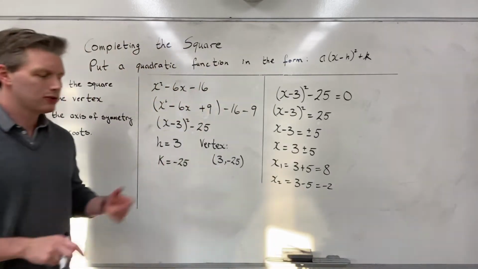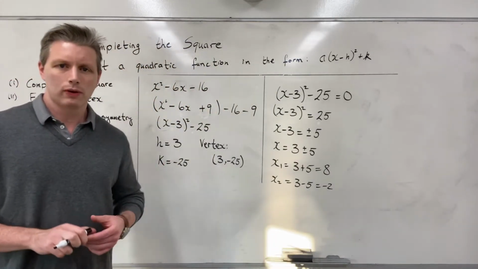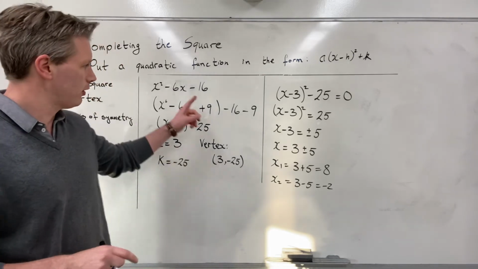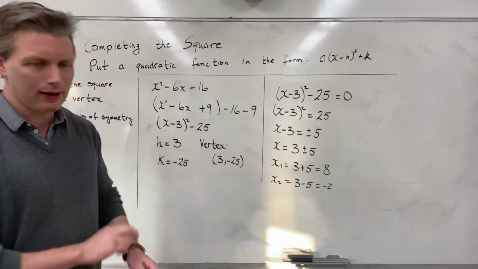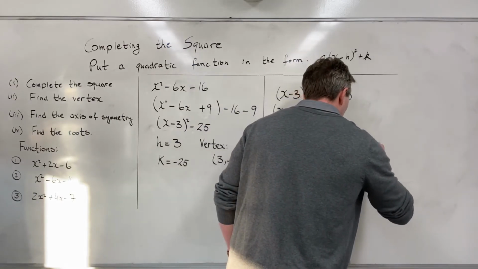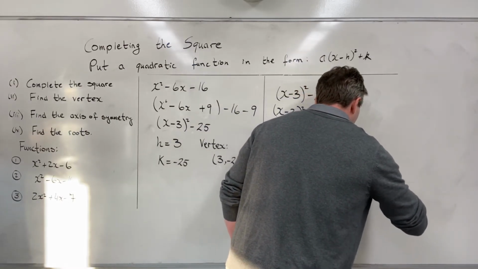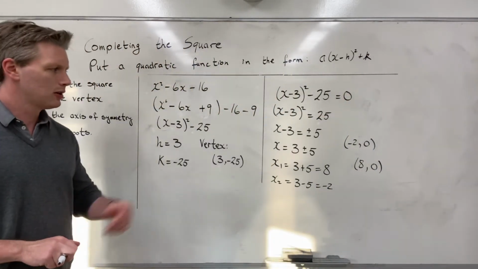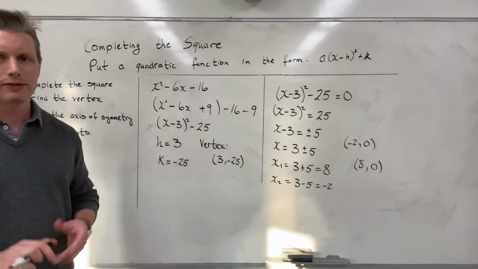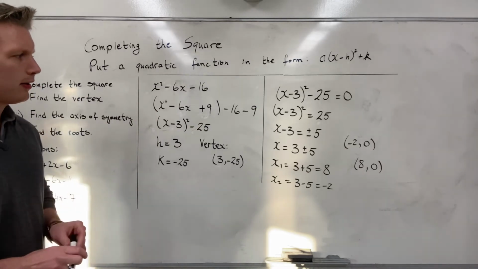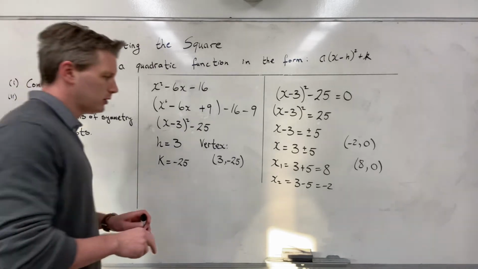And so these are the two x coordinates of the roots. And so the function, my parabola, crosses the x-axis at minus 2, 0, and 8, 0. Those are the 2 points at which the function crosses the x-axis, otherwise known as the roots of the function. Okay, 2 done, 1 to go.